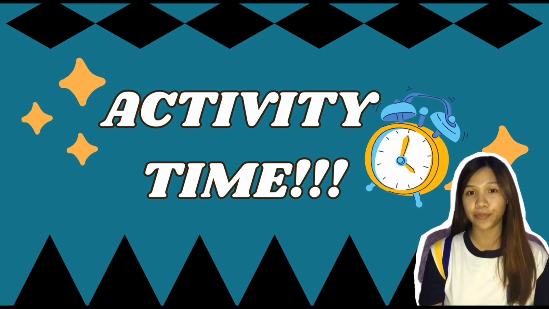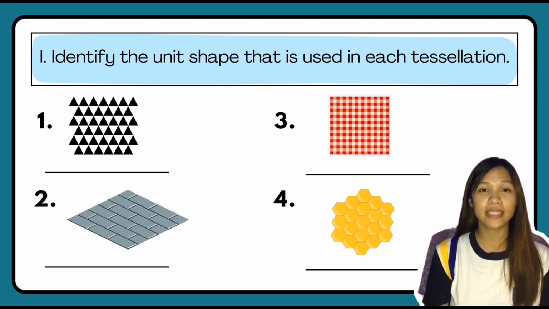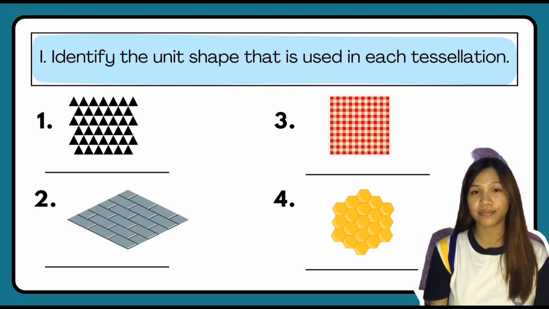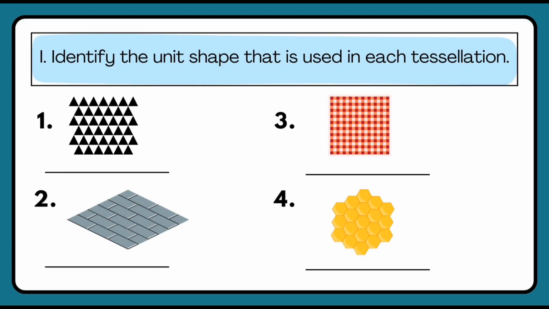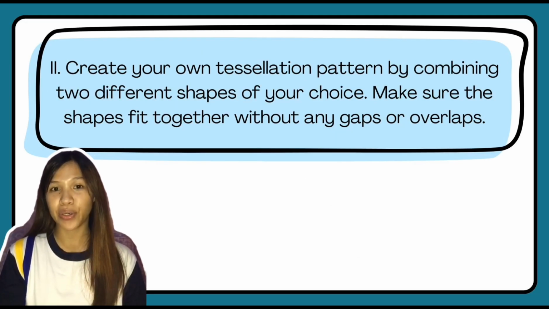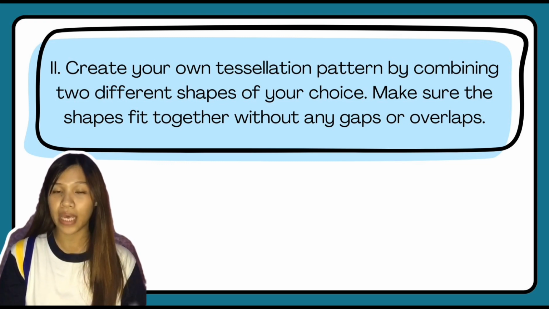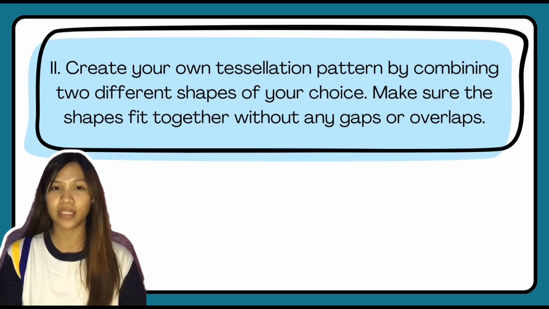Get one whole sheet of paper and answer this. For part 1 of your activity, identify the unit shape that is used in each tessellation. Now at the back of the paper, you must create your own tessellation pattern by combining two different shapes of your choice. Make sure that there are no gaps or overlaps. I will give you 10 minutes to finish the activity.